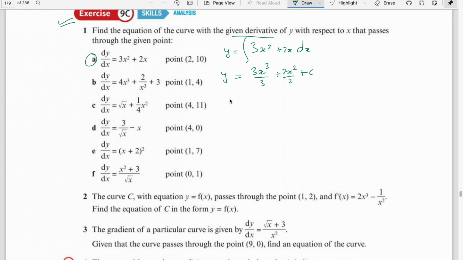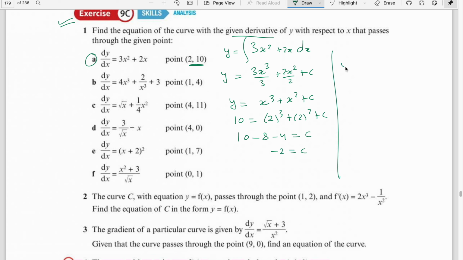So y is equal to x cube plus x square plus c, and we are given that x is 2 and y is 10. So 10 equals 2 cube plus 2 square plus c. 2 cube is 8 and 2 square is 4. So c is 10 minus 12, which is minus 2. Once done, we rewrite the equation. y is equal to x cube plus x square minus 2.